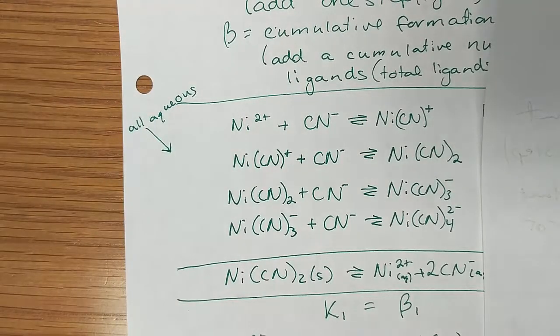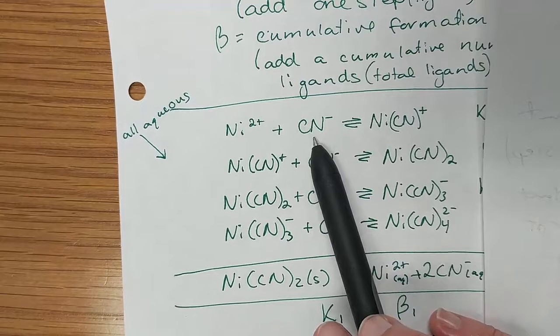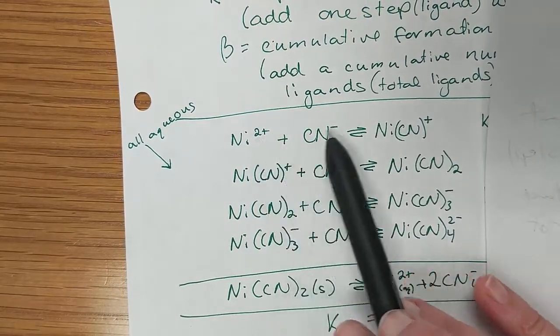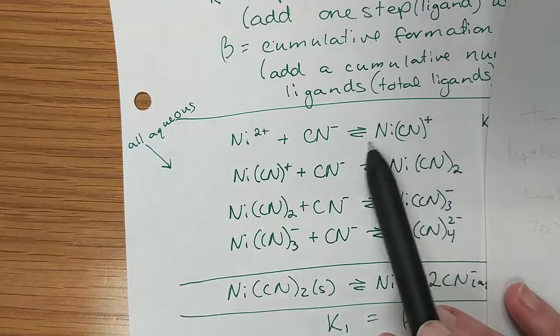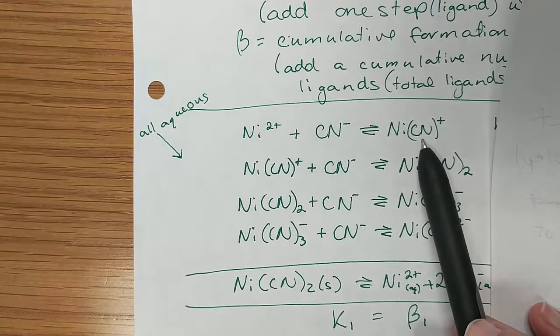Here you can see nickel bonding with cyanide to form a nickel cyanide complex. Notice you have to balance your charges, so a 2 plus and a negative 1 gives me just a 1 plus on the outside. This forms this complex here. And since this occurred in a single step, this is a stepwise formation constant. So is that a beta or a K? And you should have said a K.